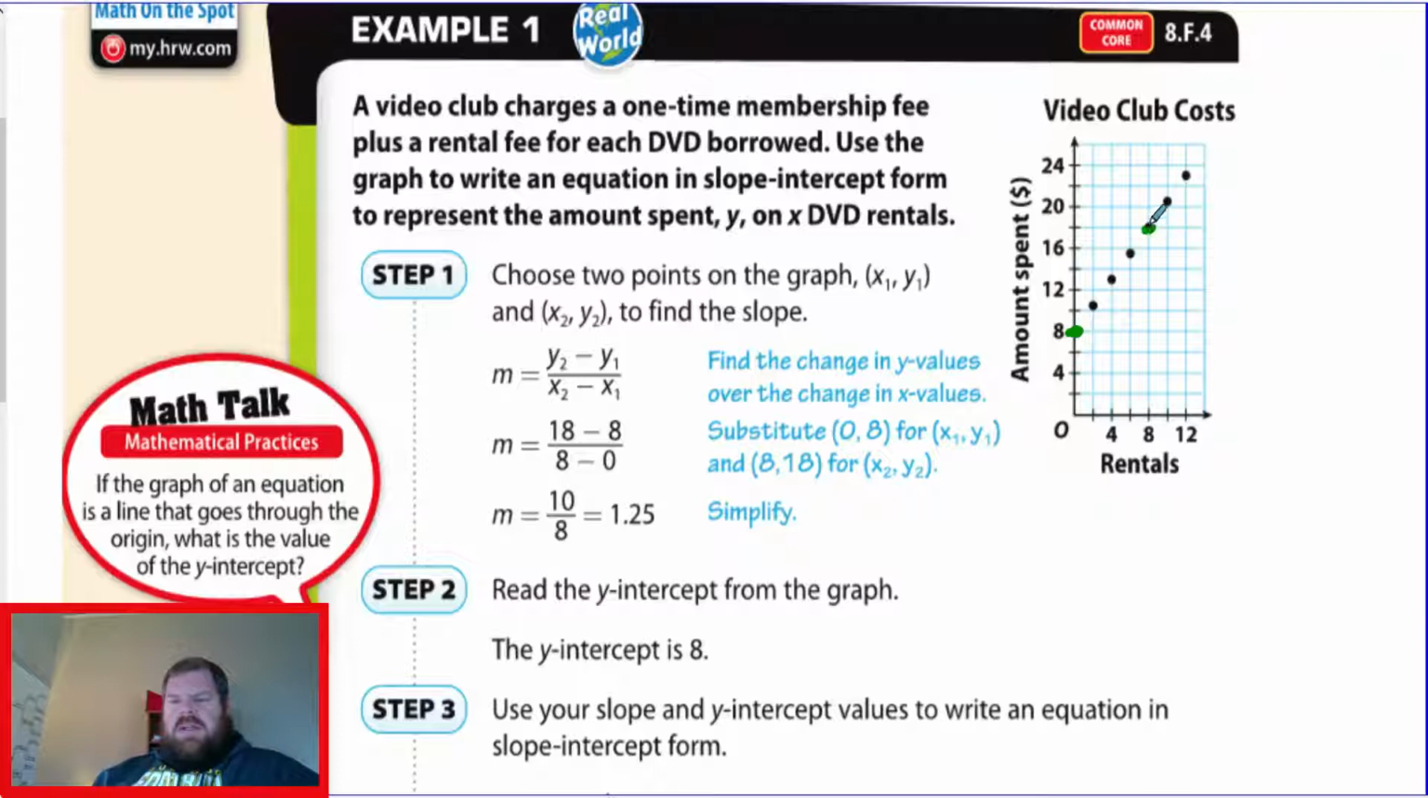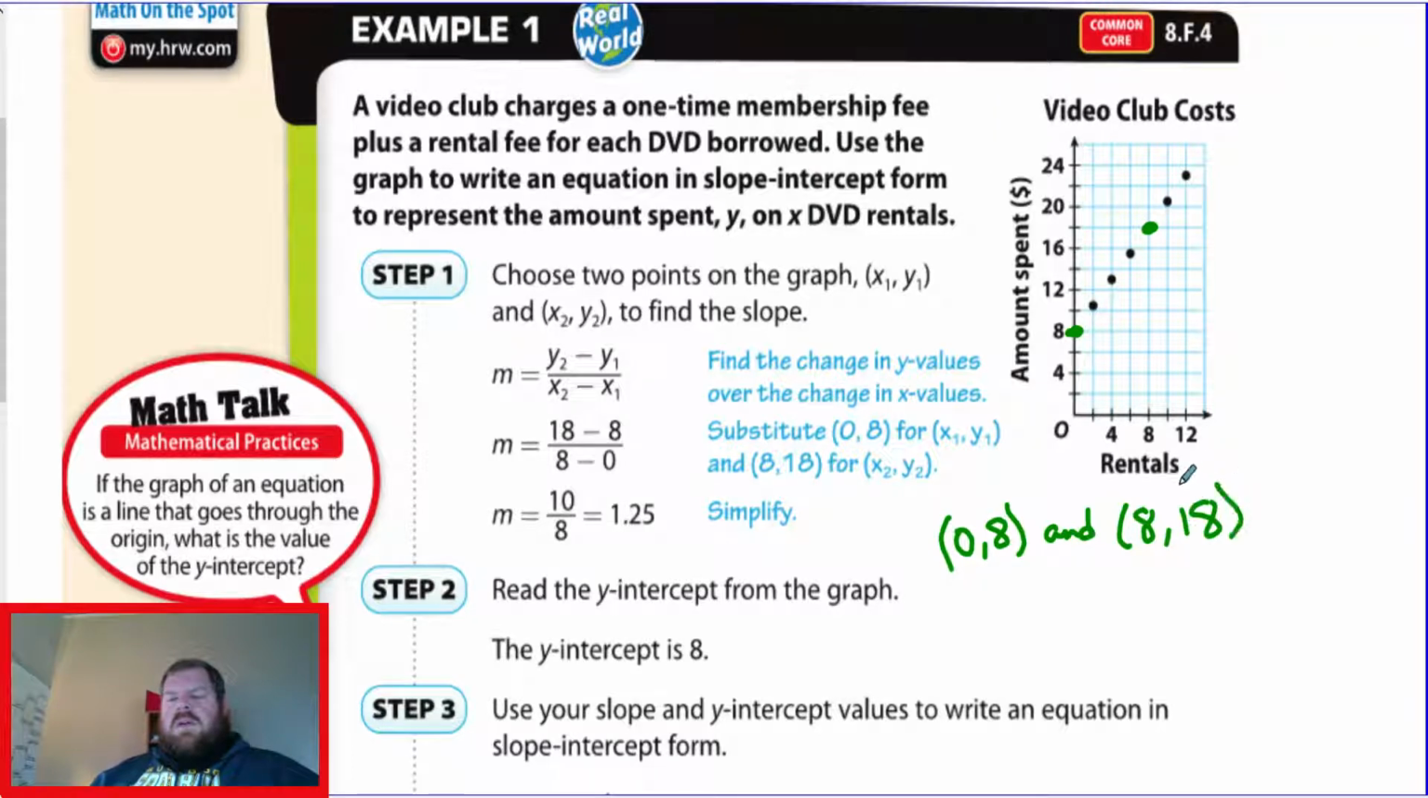And 8, 18. And they picked those because these 3 points here weren't true grid points on the graph. We don't really know what this y value is. We don't know what this y value is or this y value. But these two we know. We have 8 and 18 for y values. So they plug those in. And, you know, if I were looking at this, I would say, well, we have 0, 8 and 8, 18.